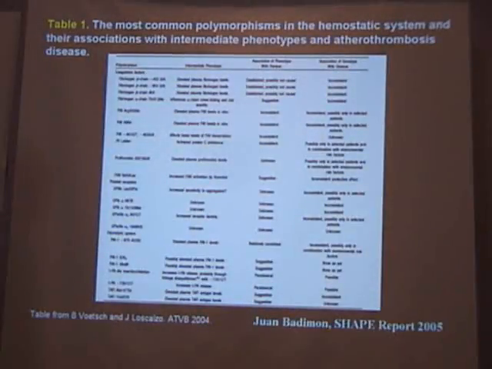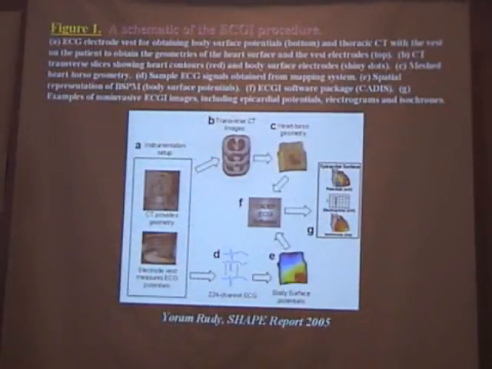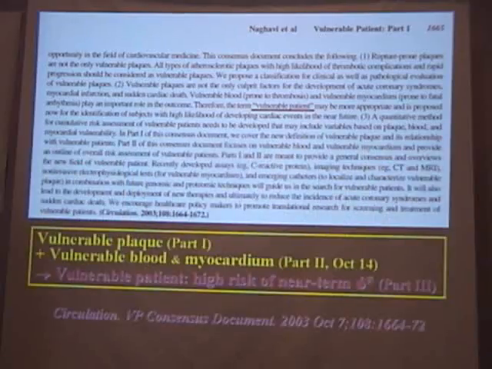In this report we have written now, Dr. Badimon has written a paper on the vulnerable blood and some polymorphism in markers of the thrombotic component of the blood, but there is no really good marker that can be used in primary prevention for prediction. And we have also a paper here by Dr. Rudy that has written about non-invasive assessment of vulnerable myocardium, but again, it is probably not today very effective to identify vulnerable myocardium in primary prevention.